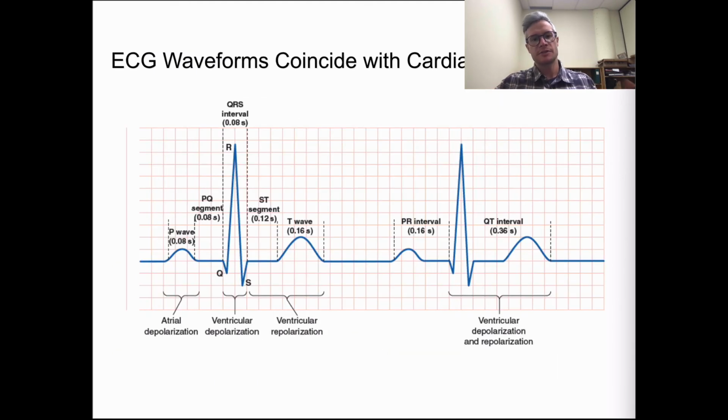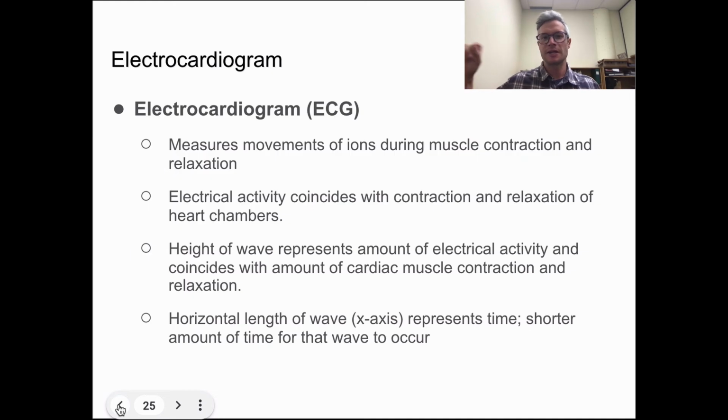So maybe I'll just flash forward a bit. Again, this is an ECG, so that's what it looks like. You've probably seen these. Again, it's on the monitor in medical shows, always closely watched and monitored. But what is it actually looking at? What is it measuring? Well, it's measuring the movement of ions during muscle contraction and relaxation. One way you can think of it is as somewhat related to how the heart contracts, but we'll look at that in a second. So electrical activity coincides with contraction and relaxation of the chambers, and we'll look at that on the ECG.